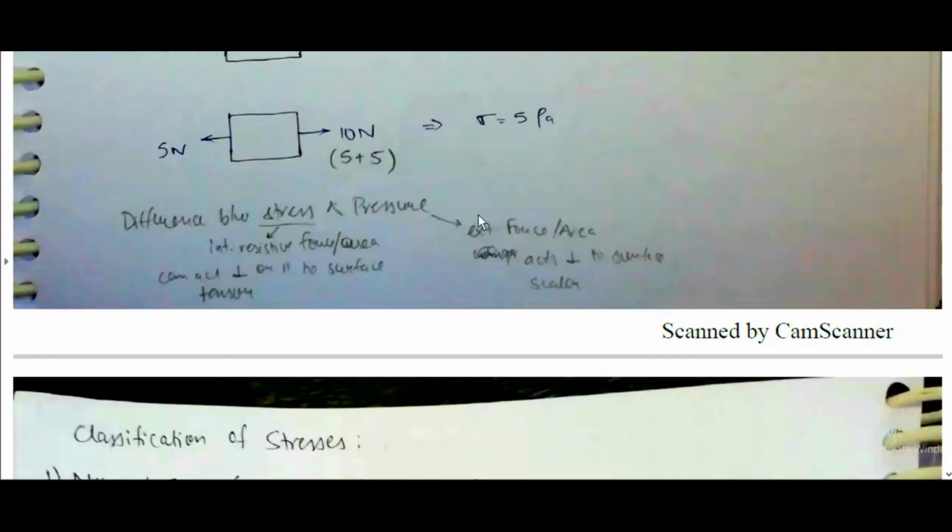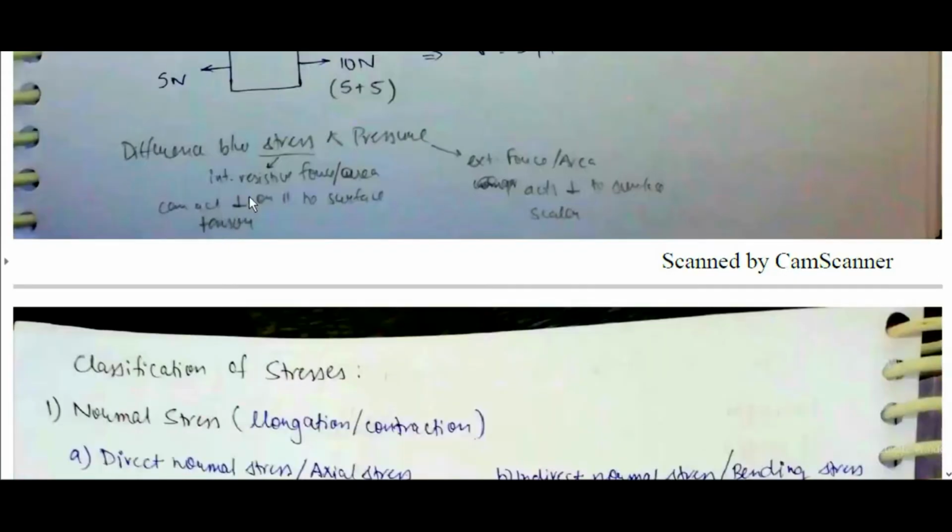Difference between stress and pressure. This is also an interview question. Stress is internal resistive force per area. Pressure is external force per area. Stress can act perpendicular or parallel to the surface, but pressure acts perpendicular to the surface only. Stress is a tensor. Pressure is a scalar.